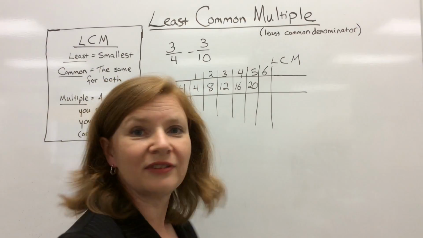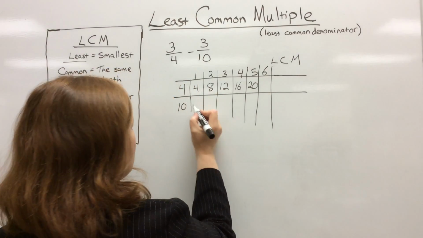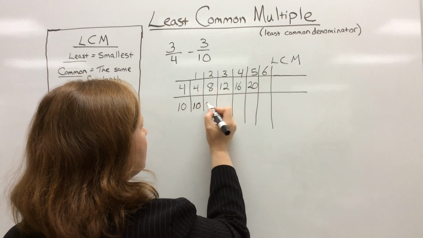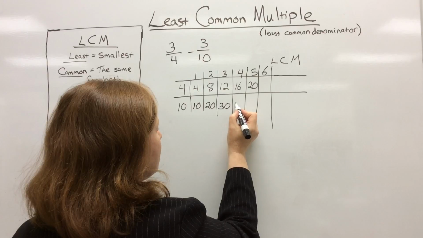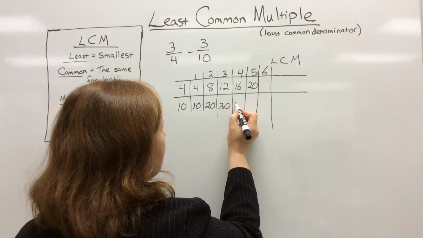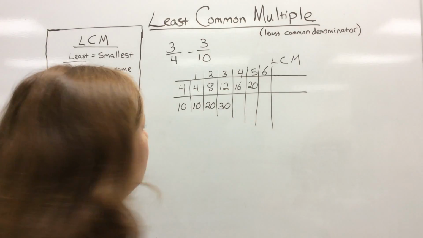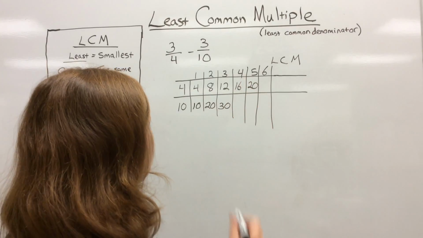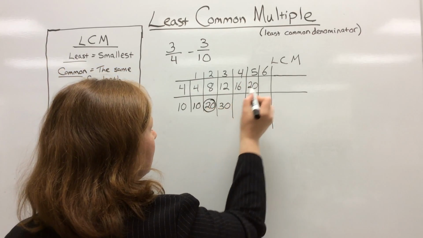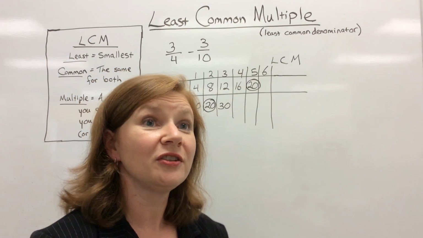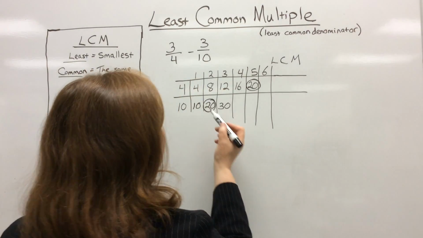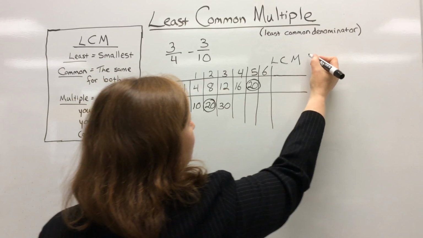So now I can find multiples of 10. 10 times 1 is 10, 10 times 2 is 20, 10 times 3 is 30, 10 times 4, oh, I can stop. Look, I already have a common multiple. And the first one that I find is going to be my least common multiple because it's the smallest. So 20 is my least common multiple.